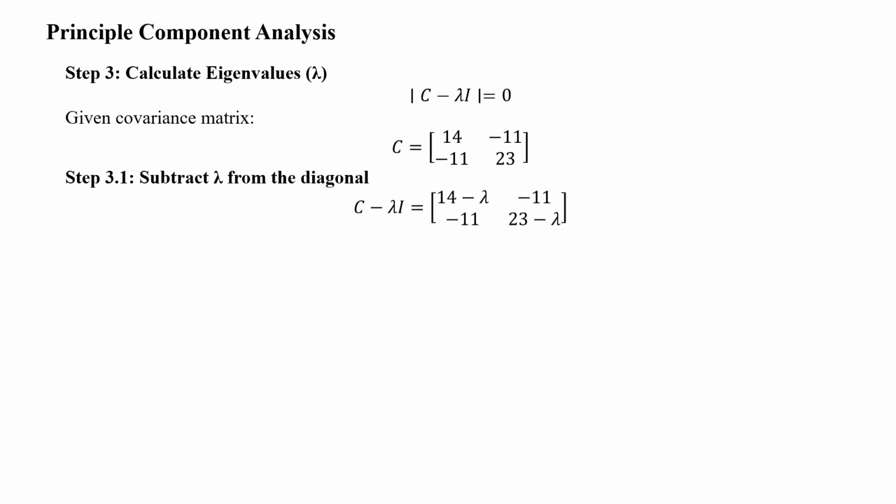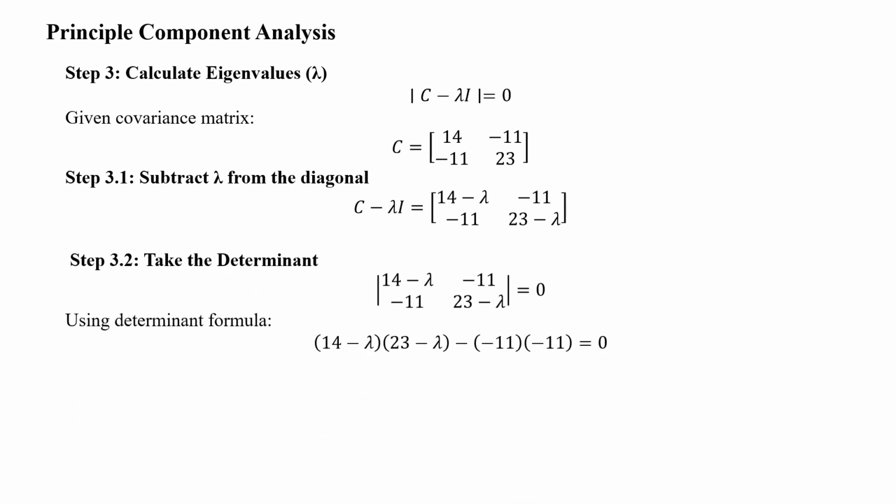Step 3. Calculate the eigenvalues. To find the eigenvalues, we use the characteristic equation. The determinant of C minus lambda I equals 0. We are given the covariance matrix C as 14, negative 11, negative 11, 23. Step 3.1. Subtract lambda from the diagonal elements. Step 3.2. Take the determinant. Step 3.3. Expand the expression.